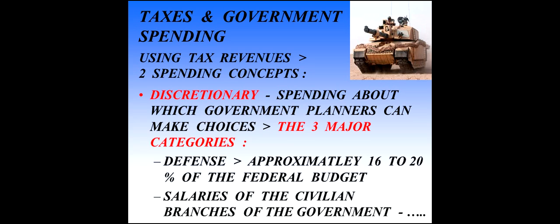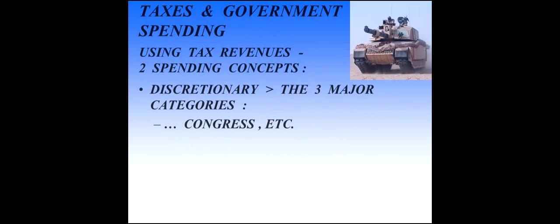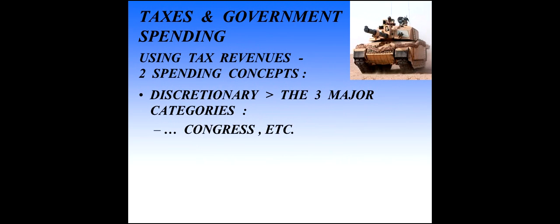Also, what falls into the discretionary category are the salaries, meaning what gets paid to the civilian branches of the government, like the Treasury Department, the State Department, and all the other functions of the government. That's the civilian portion, as well as the Congress, the senators and the congressmen and their staffs.